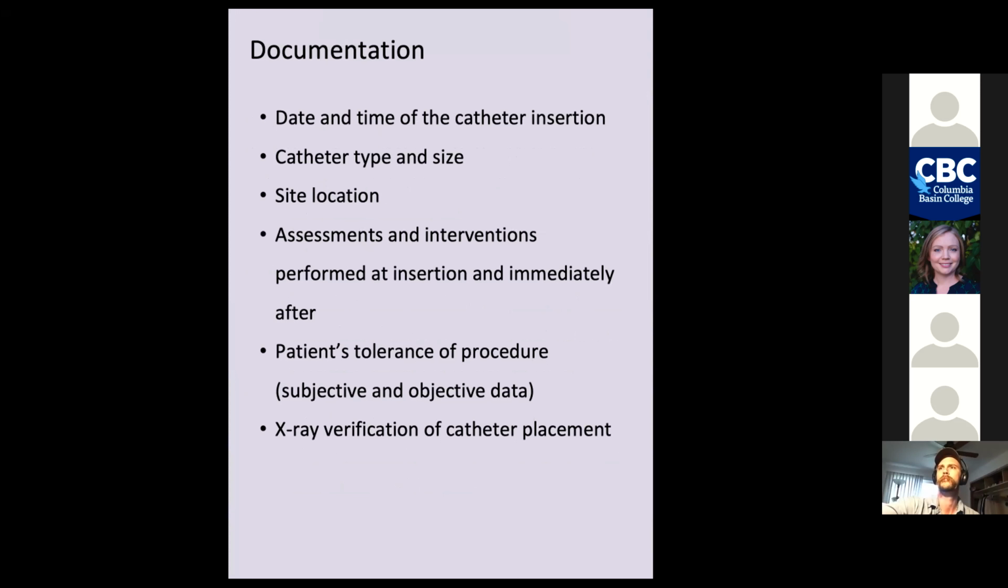Then we're going to document the date and time of the catheter insertion, catheter type and size, site location, assessments and interventions performed at insertion and immediately after, patient's tolerance of the procedure, and x-ray verification of catheter placement.